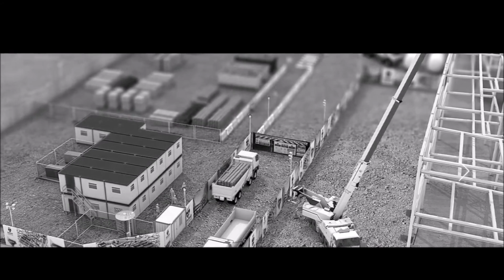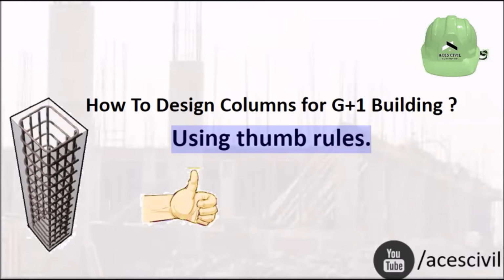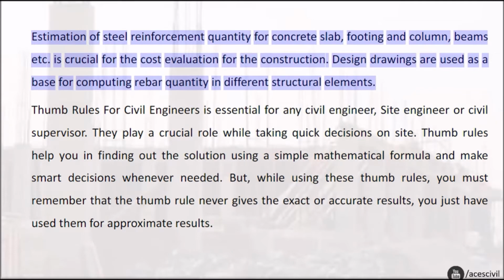In today's video we are going to discuss how to design columns for a G+1 building using thumb rules. Estimation of steel reinforcement quantity for concrete slab, footing, column, beams etc. is crucial for the cost evaluation for the construction. Design drawings are used as a base for computing rebar quantity in different structural elements.